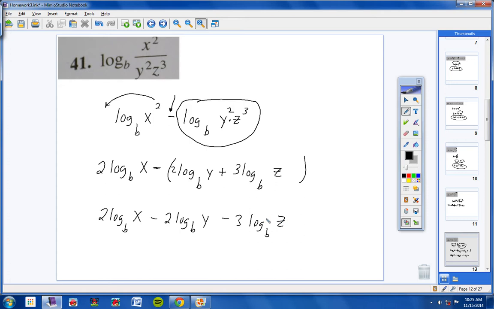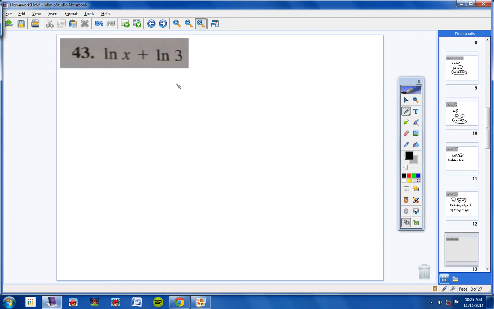Okay, let me check the back of the book real quick here, make sure that we're accurate. No little mistakes are being made, and we are good. Moving on to 43. Okay, numbers 43 through, let me look here. It looks like 43 through maybe 63. We're going to condense these down to 1 log.